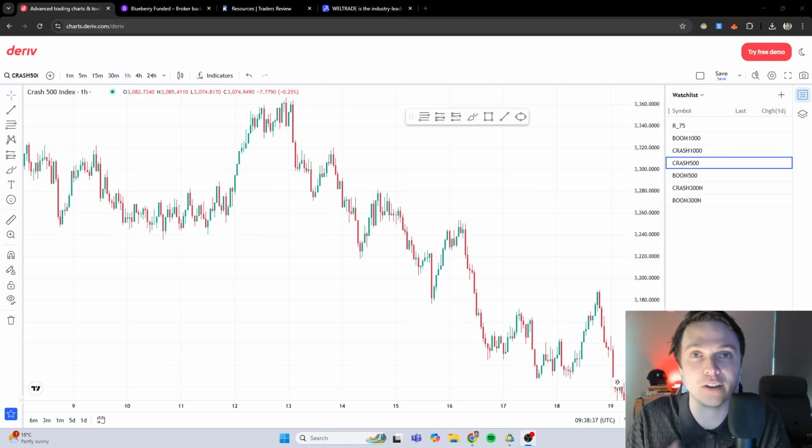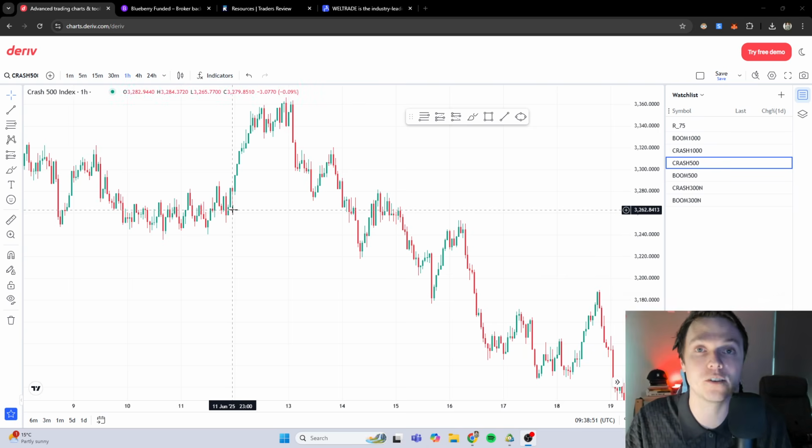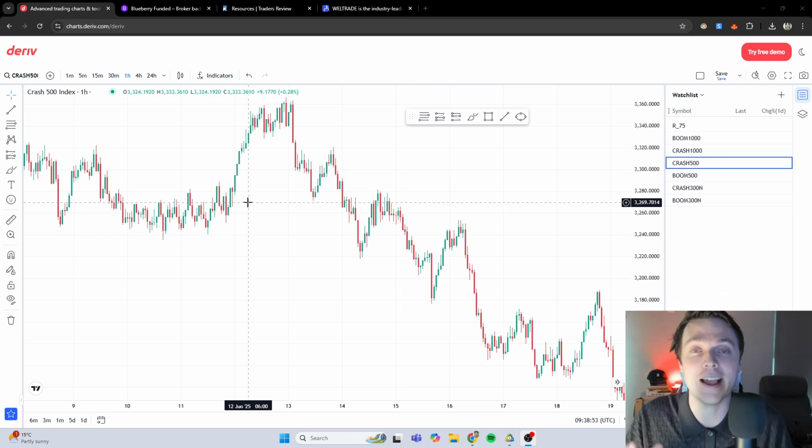This could be used on the Riv, on your Blueberry, or on your WellTrade account, but I'll get to that in a few moments. We are currently on Crash 500, and I'm going to go through the strategy. Then I'm going to show you how our system/indicator caught it, so that you guys can actually see how it correlates and how the indicator can help you to be a better trader.